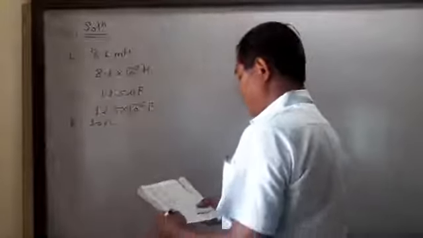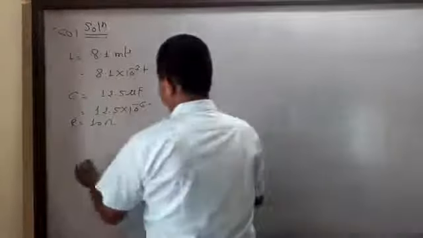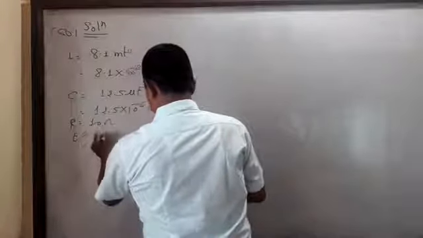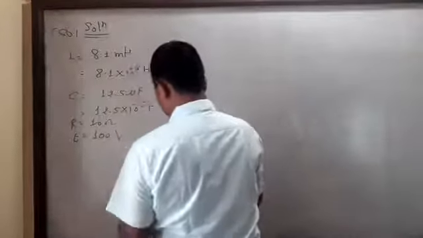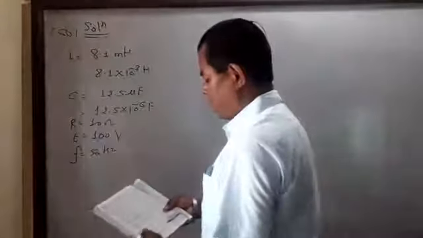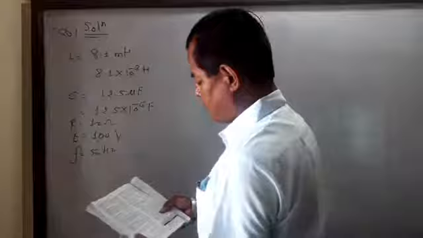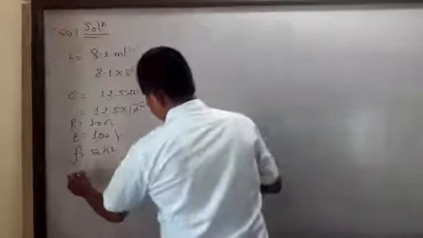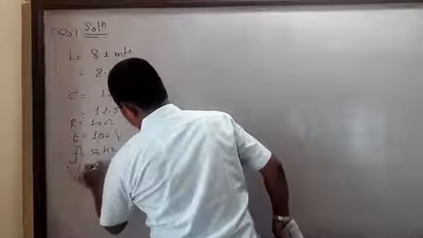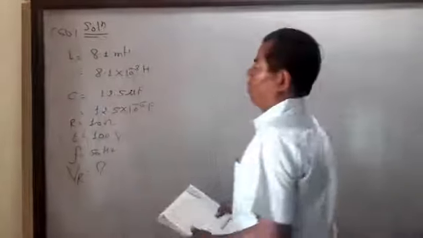And the AC EMF E has value 100 volt, whose frequency is 50 hertz. Then we have to find the potential developed across the resistor only. VR only. VR is equal to what?